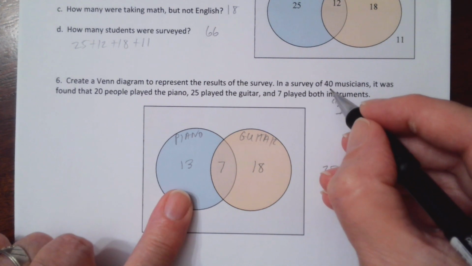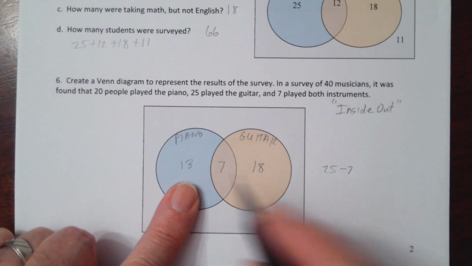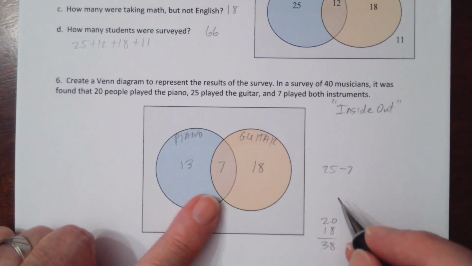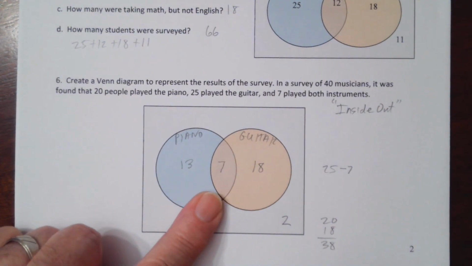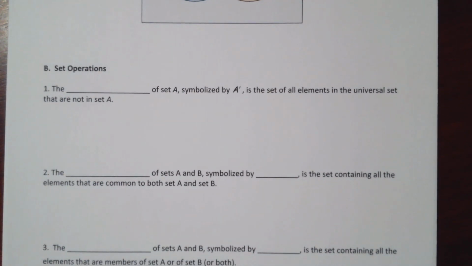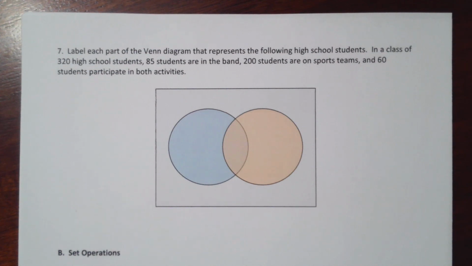Now keep in mind there were 40 musicians. So let's see if we have anybody out here. We have 13 and 7, which is 20, and another 18, which is 38. And it says they surveyed 40. That means there's 2 out here. All right, let's move on to the next page. And so this is a very similar problem, so I'd like you guys to try that one and then watch the video.